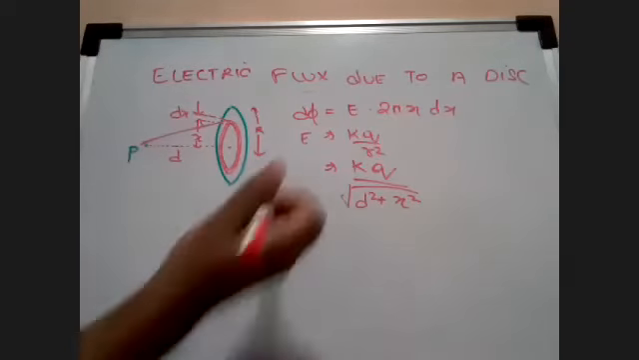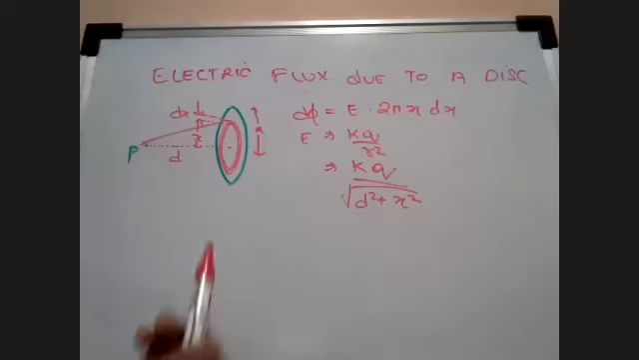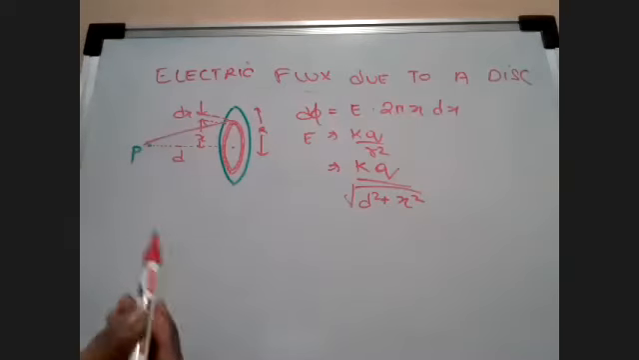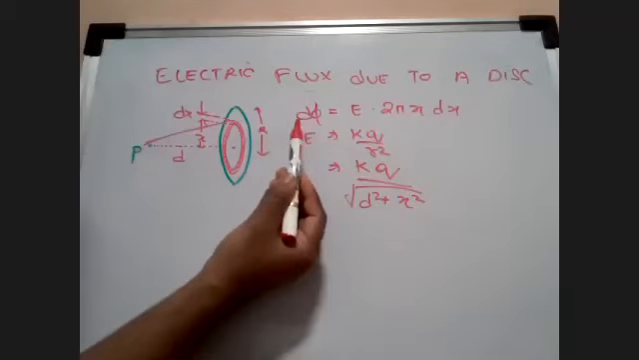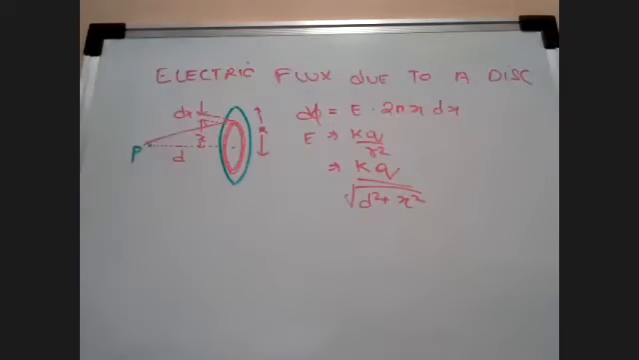Once we understand this small diagram, we can directly jump. Everyone please listen, because this is itself Gauss law. Understanding this will help you understand Gauss law much better. So we know that dφ is equal to what? E dA. Everyone is clear with that? dφ is equal to E dA.